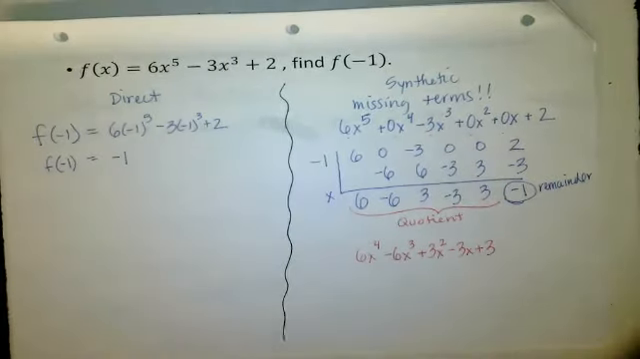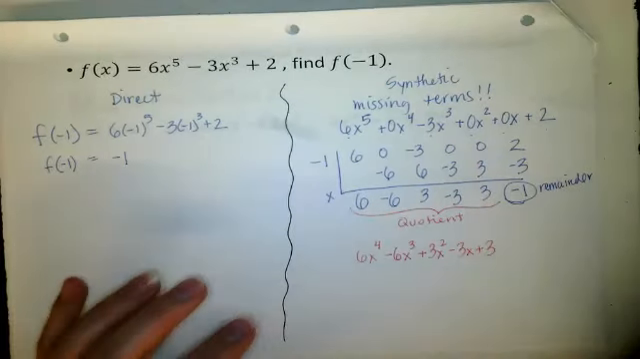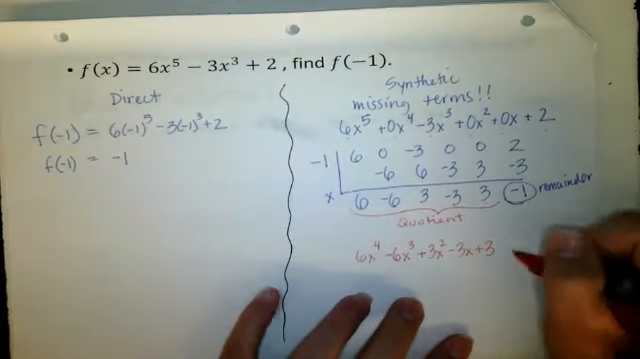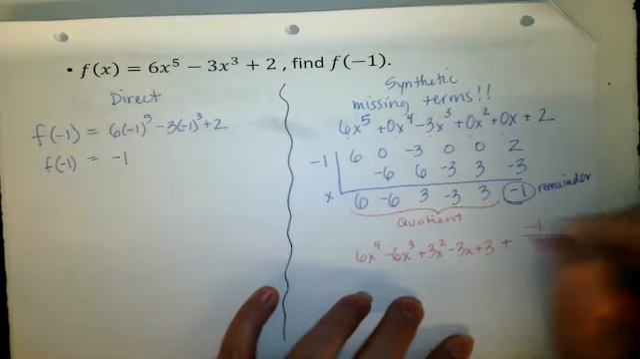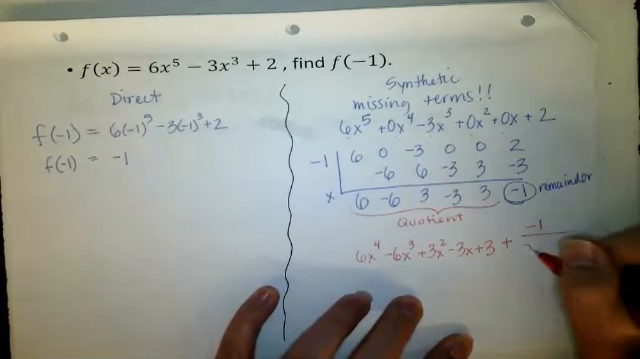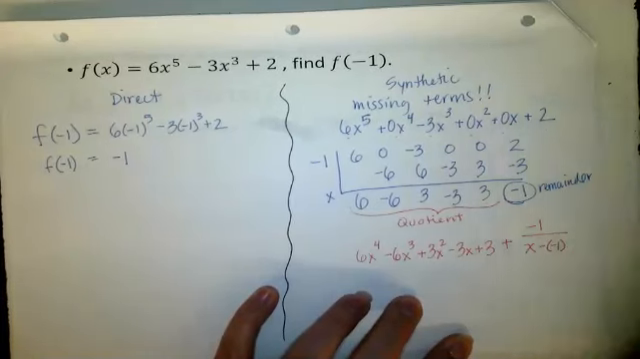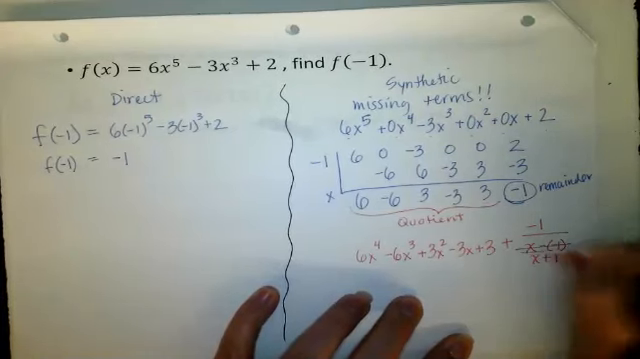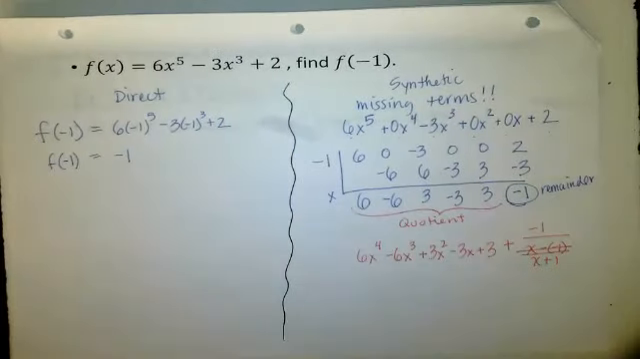Okay? Okay, do you get it? Yeah. So yes, that's what we're doing. If you wanted to write the plus the remainder over, what's the divisor? What did we divide by? X minus the -1, which is really x plus 1. Okay. Good.